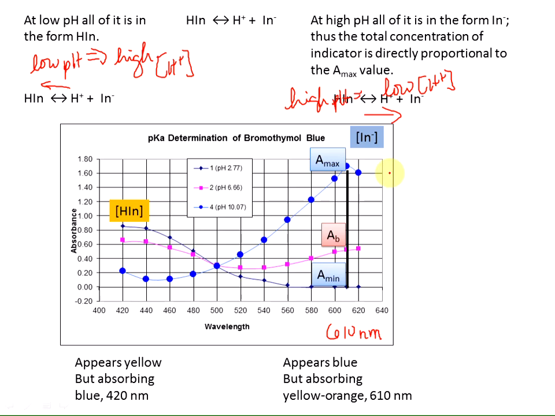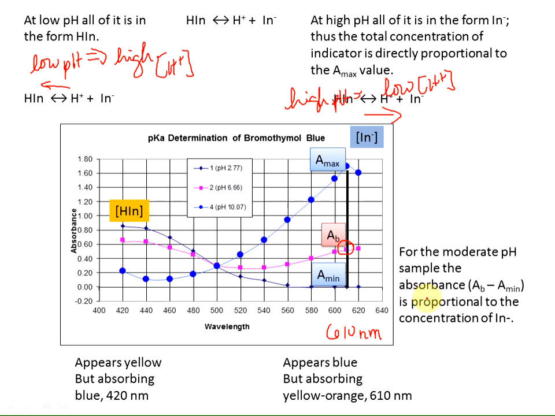Now, if we're at an in-between pH, looking at the pink line again, this AB is the absorbance of this in-between region, so that B just means between. So this absorbance is in between our A min and our A max. We're going to use this to find the ratios of the protonated and the deprotonated form of our indicator. So at moderate pHs, the absorbance from the AB to the A min is going to be proportional to the concentration of the deprotonated indicator. So this portion here corresponds to the IN minus.